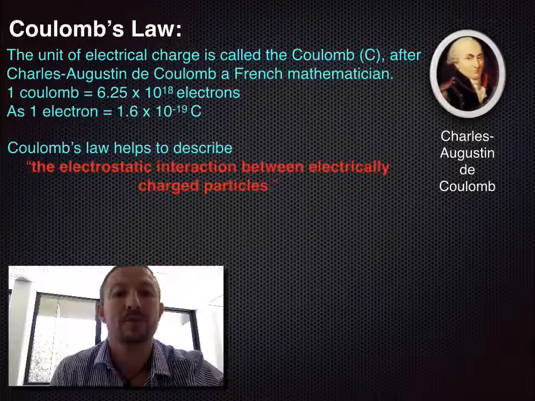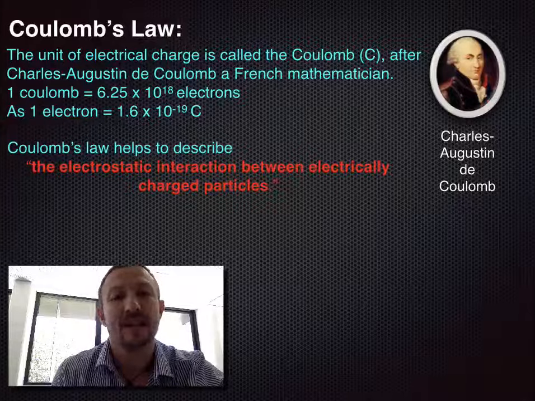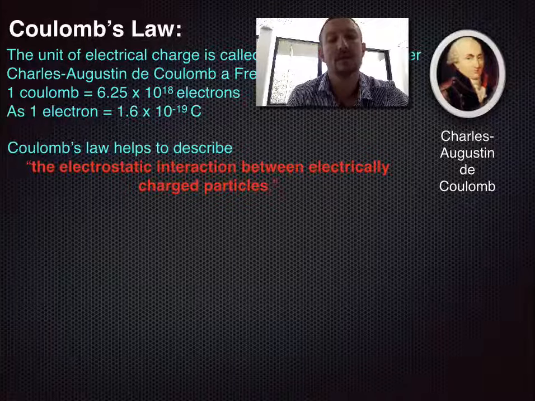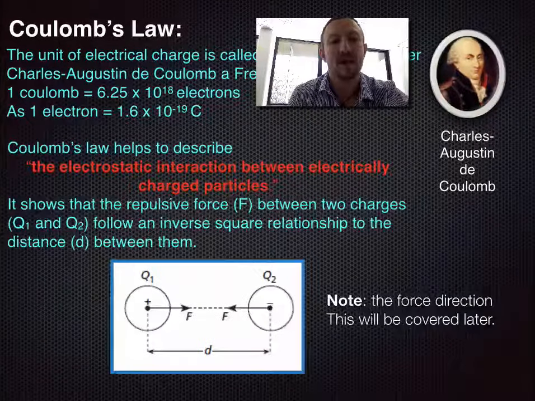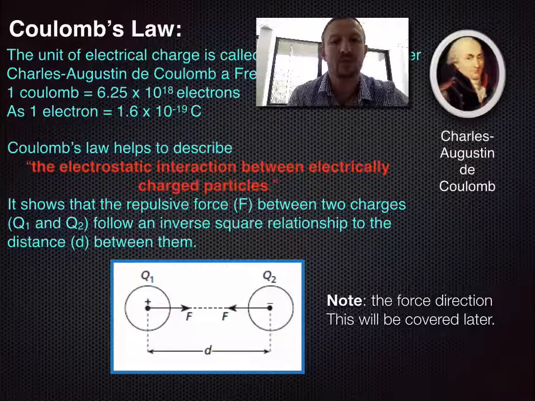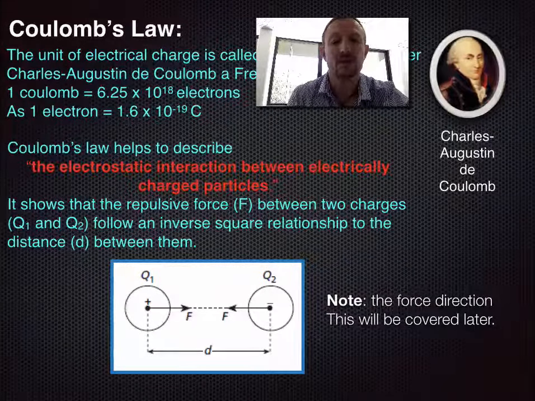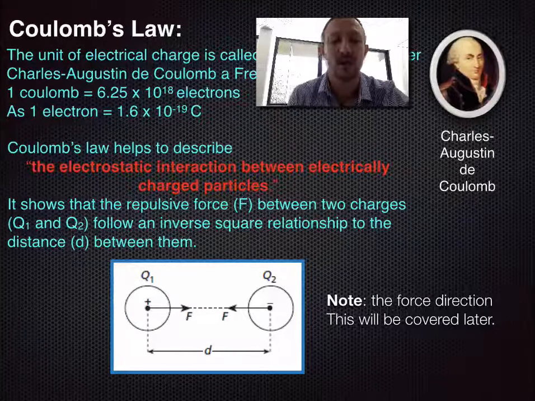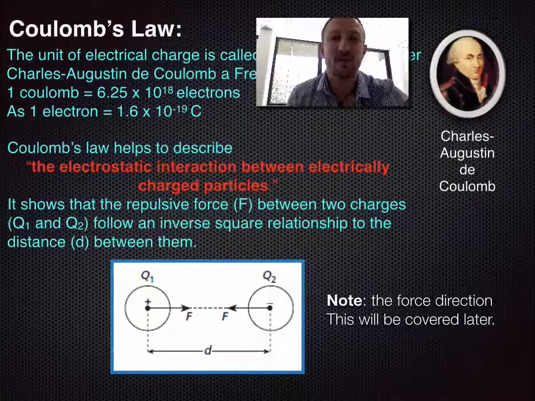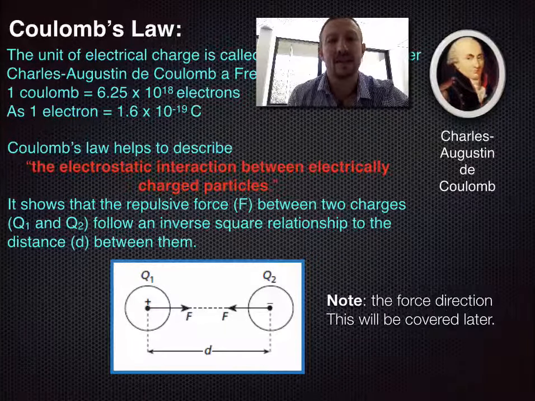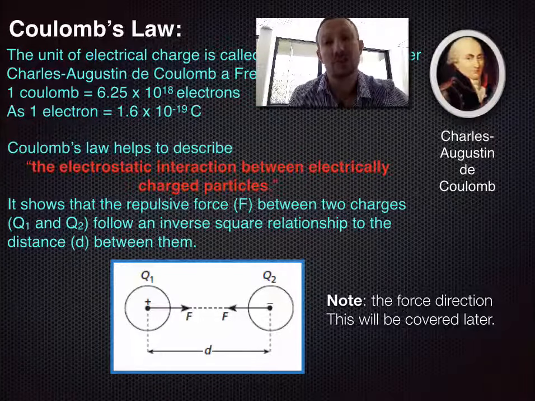Now Coulomb's law helps us to describe the electrostatic interaction between electrically charged particles. It basically looks at the force which is going to occur between these particles. So if you can see down in the bottom diagram, we've got two charges, Q1 and Q2. Now in this case we've basically got one acting in one direction and one acting in another. As a result, there is a force between these two charges. This force may be a repulsive force or an attractive force. Depending on the distance that the charges are placed will depend on the size of the force.